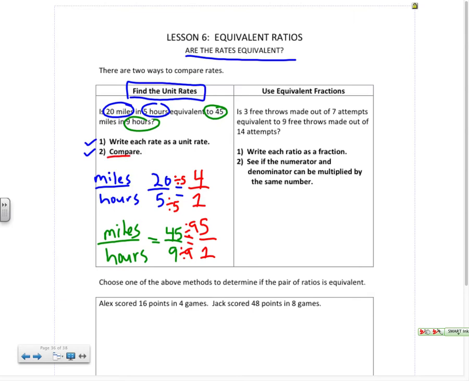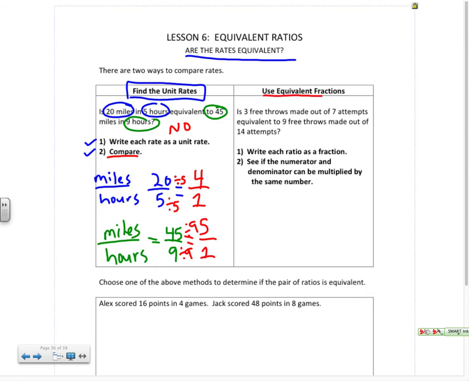I have to compare. Are these rates equivalent? Ashling, no, how can you tell? Because 5 is bigger than 4. Good. So the answer is 20 miles in 5 hours equivalent to 45 miles in 9 hours? The answer is no. And we saw that by making them both unit rates, okay? That's one way to figure out if rates are equivalent.